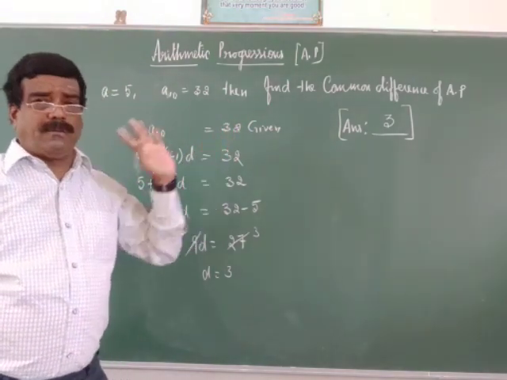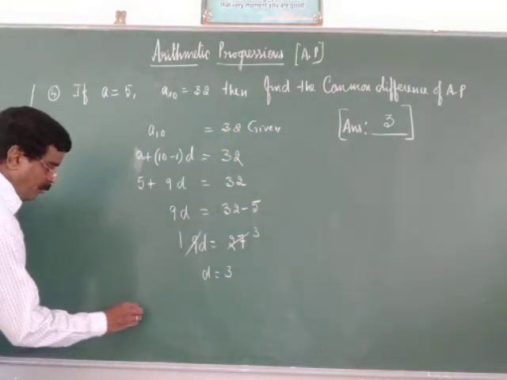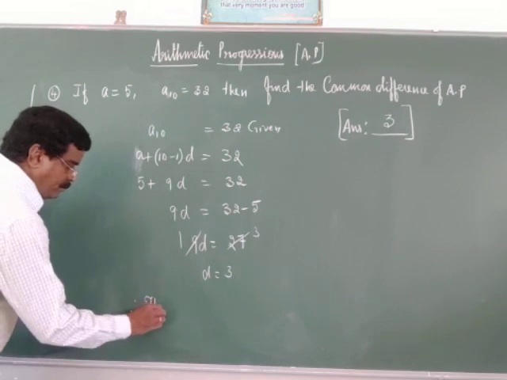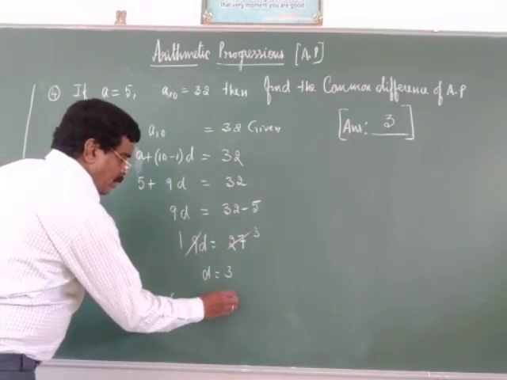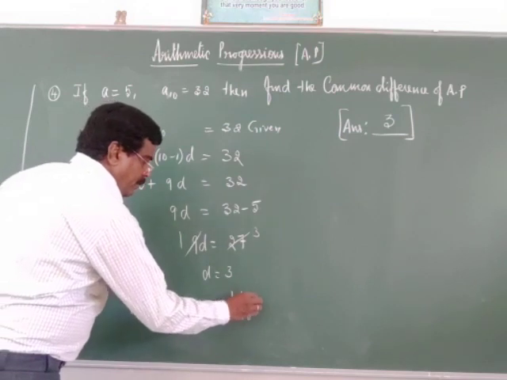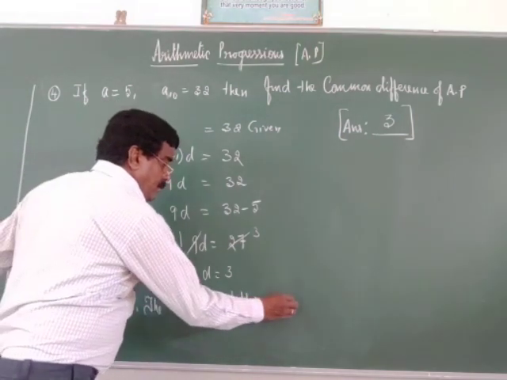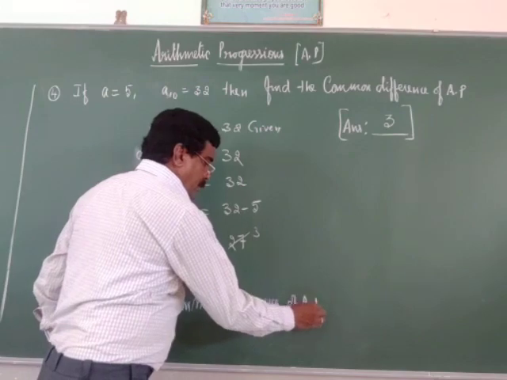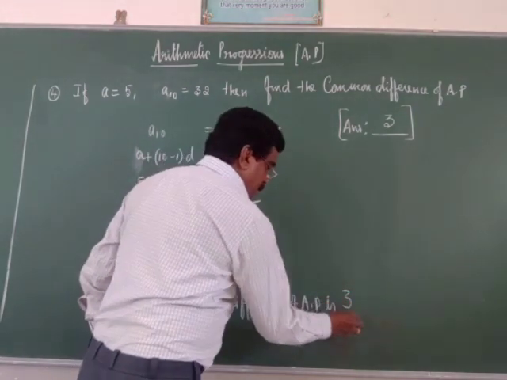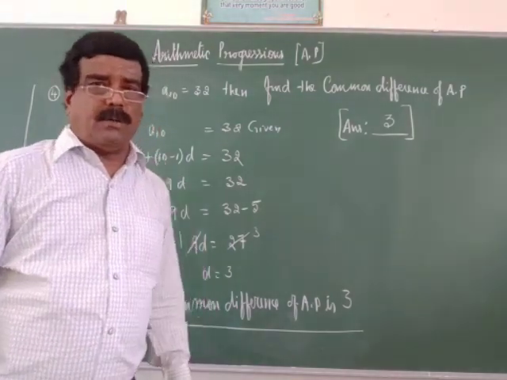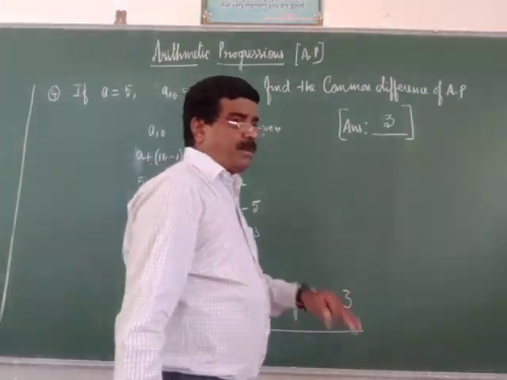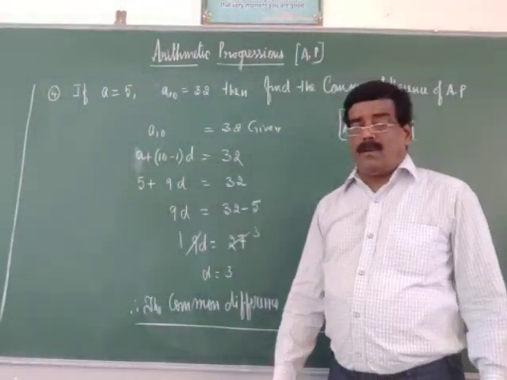Find the common difference of AP. Therefore, the common difference of AP is 3. Underline this, children, answers like this. So this is how you can solve 4 problems from one AP.